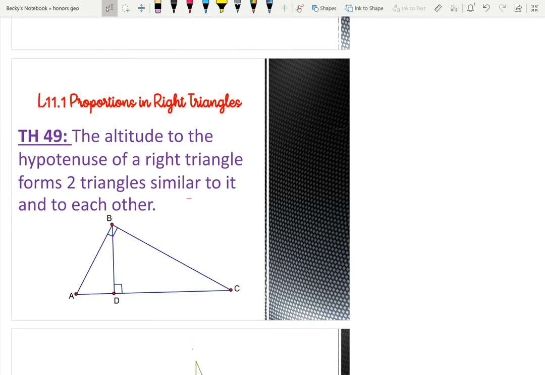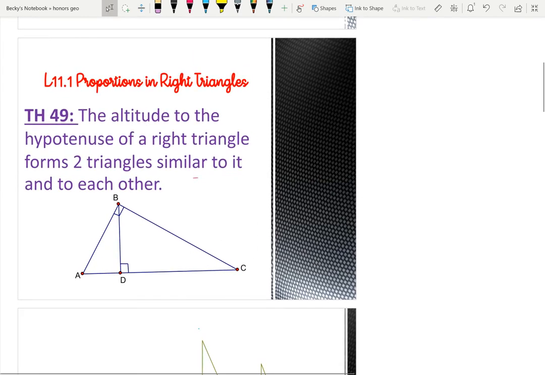Okay. Now, next we have theorem 49. The altitude to the hypotenuse of a right triangle forms 2 triangles similar to it and to each other. All right, guys, so we know what altitudes are. We've been dealing with those since the area and surface area chapter. It comes out of a vertex straight down and it makes a 90. So that is my altitude, okay?